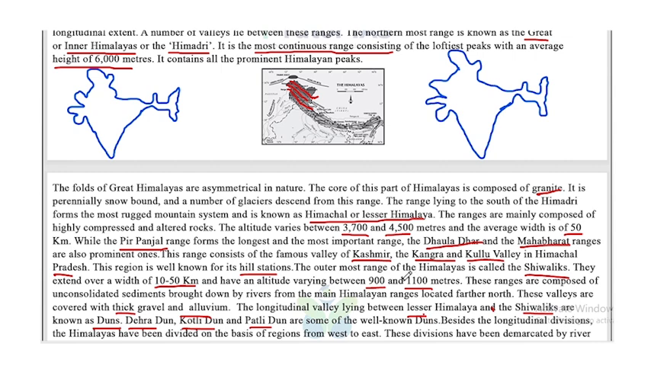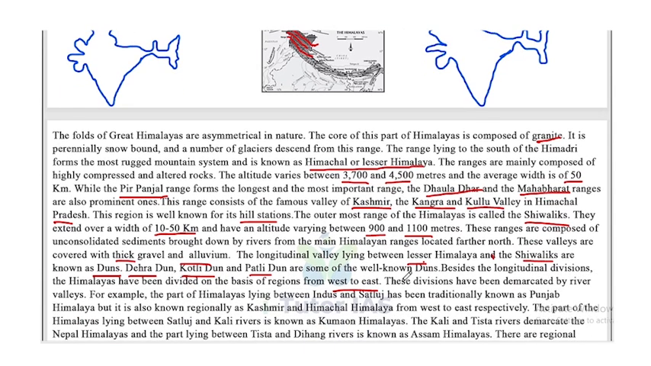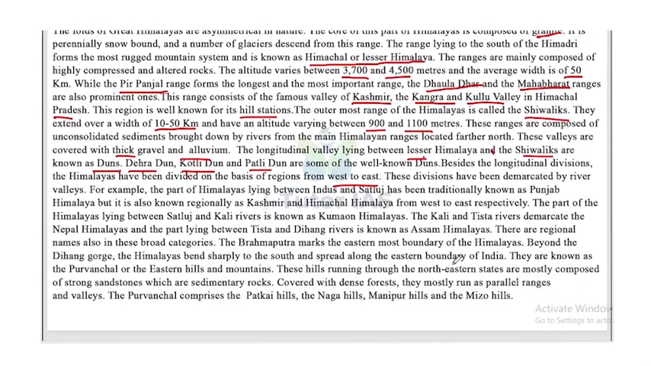Okay, and the final one is Shivalik. They are the southernmost range, and the altitude varies between 900 and 1,100 meters. The average width is 10 to 50 kilometers. They also have dunes, especially Dara Dune, Kotli Dune and Patli Dune. These are examples of dunes. So this is the longitudinal division. Next one is the division from west to east.